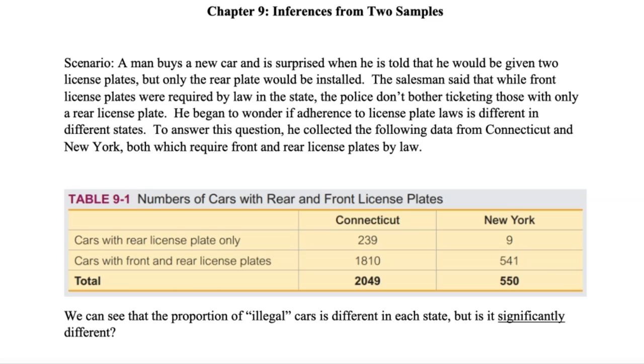Chapter 9, Inferences from Two Samples. So to introduce this idea, we have the following scenario. A man buys a new car and is surprised when he's told that he would be given two license plates, but only the rear plate would be installed.